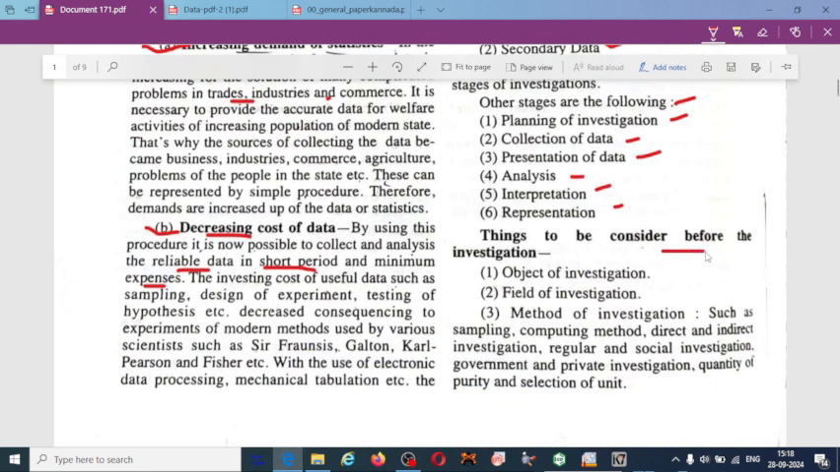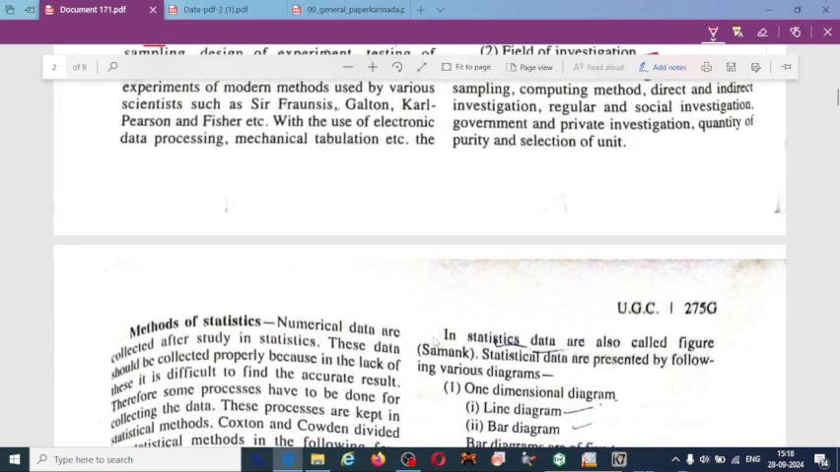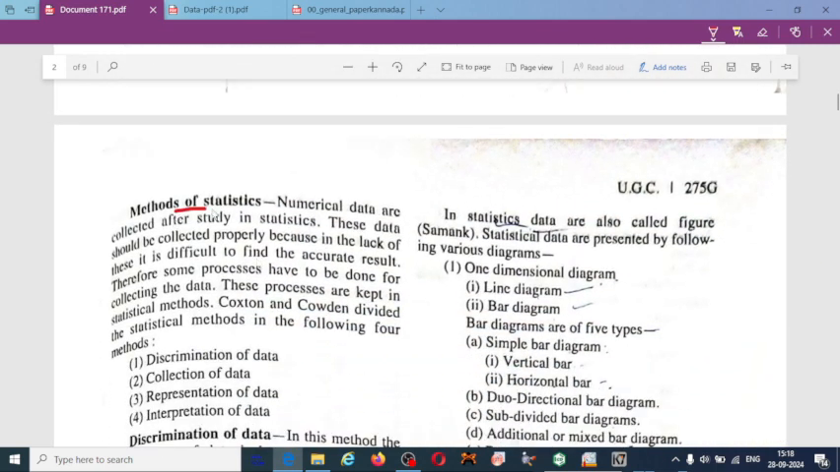So, things to be considered before investigation. First, you should know the objective of the investigation. What are the objectives? If you take different fields, industries, business or commerce, the objectives will change. So the field of investigation and method of investigation are the things to be considered if you want to collect the data. Methods means there may be sampling, computing, direct, indirect methods you can use for collecting the data. So, methods of statistics.